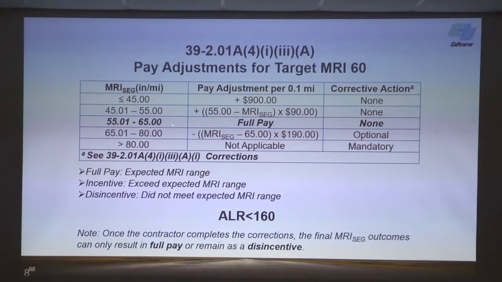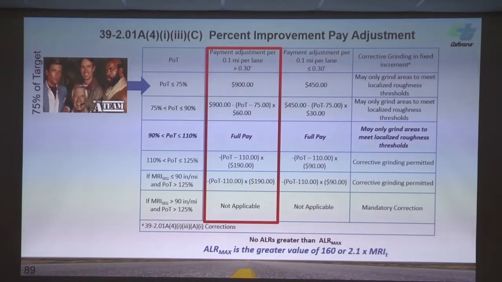If they paved an 80 out there, we'd accept it, where in the past we would have made them grind down to 60. But we're going to take a deduction. So that's the same percent improvement table, the 900 and the minus 1,350, but using percent values now.